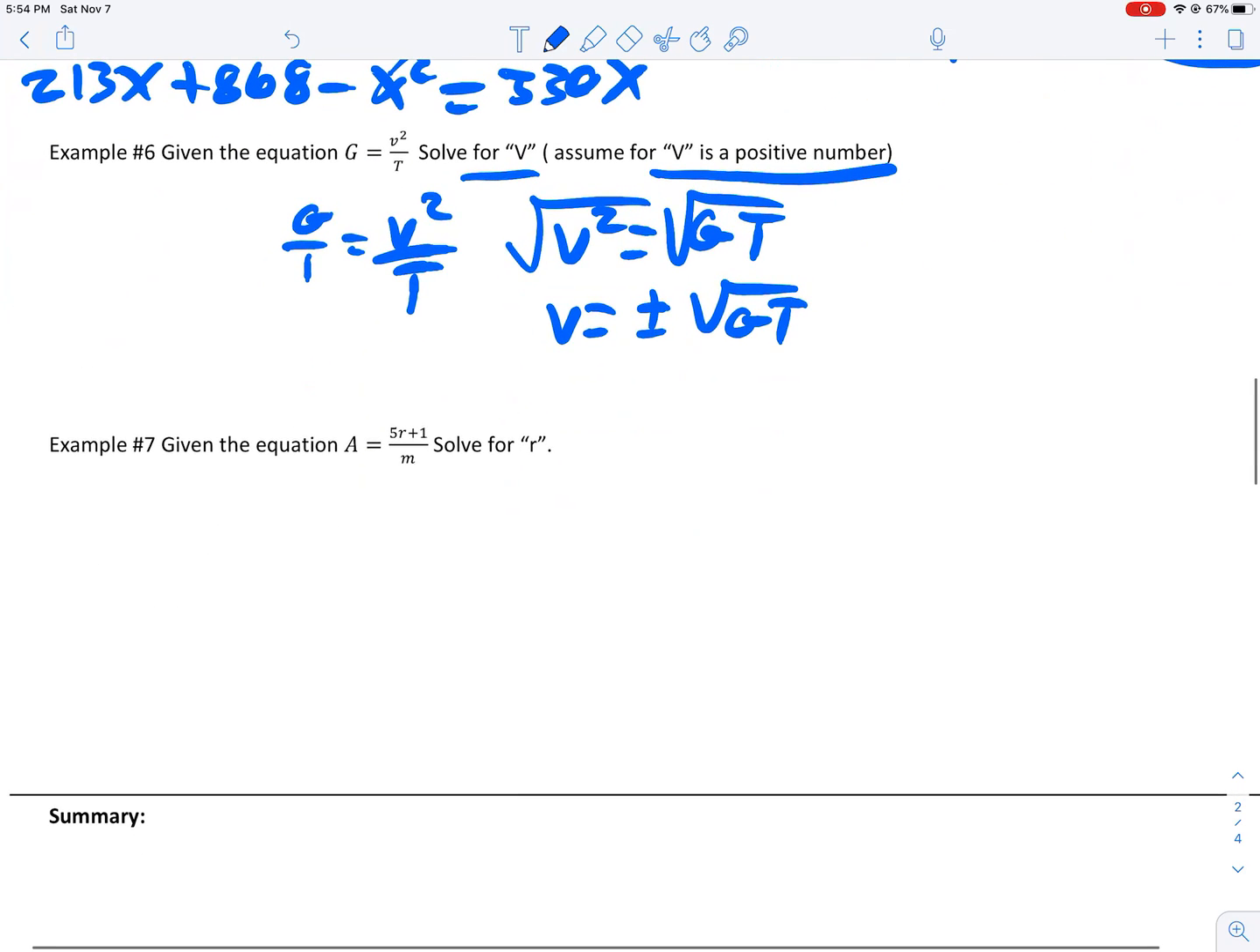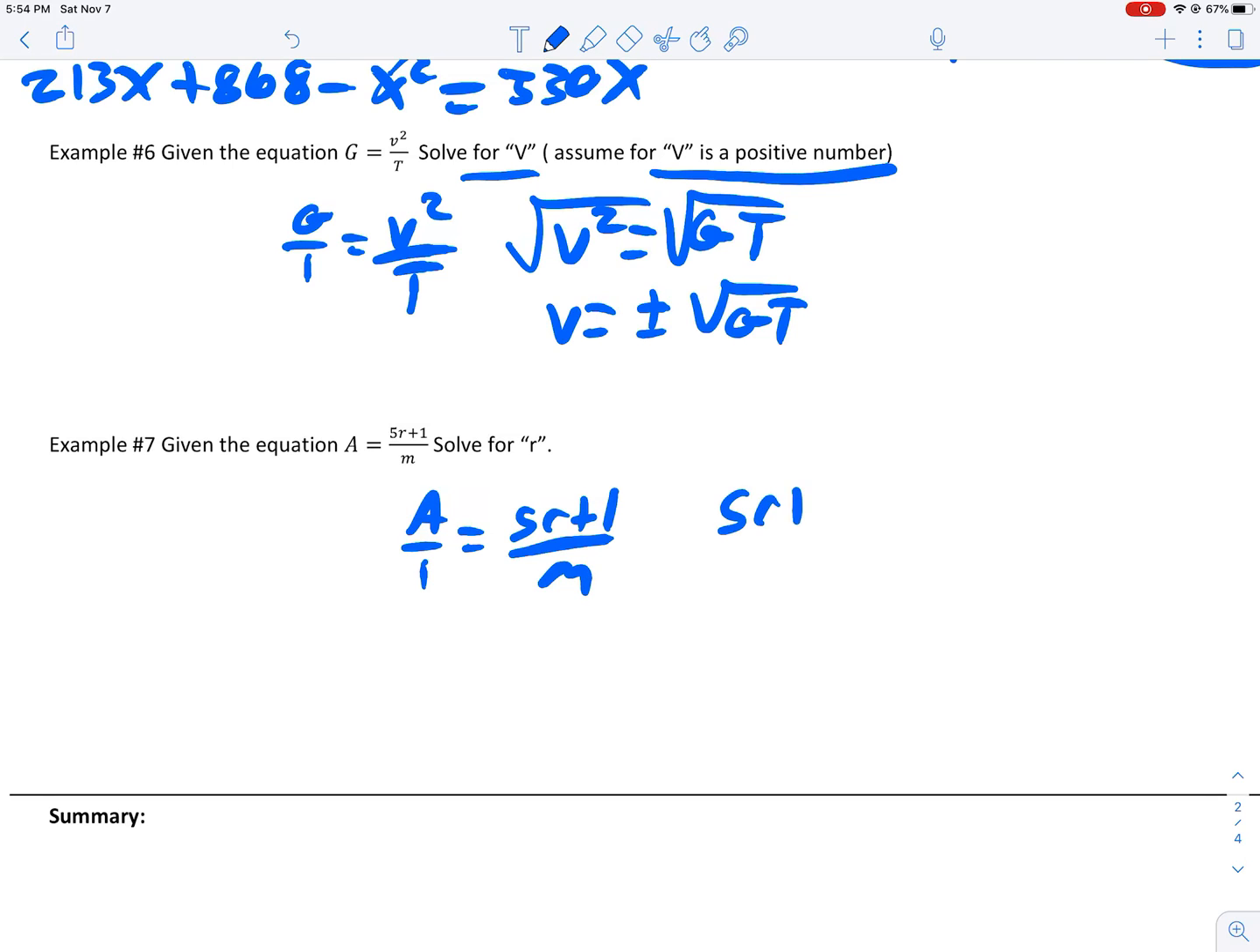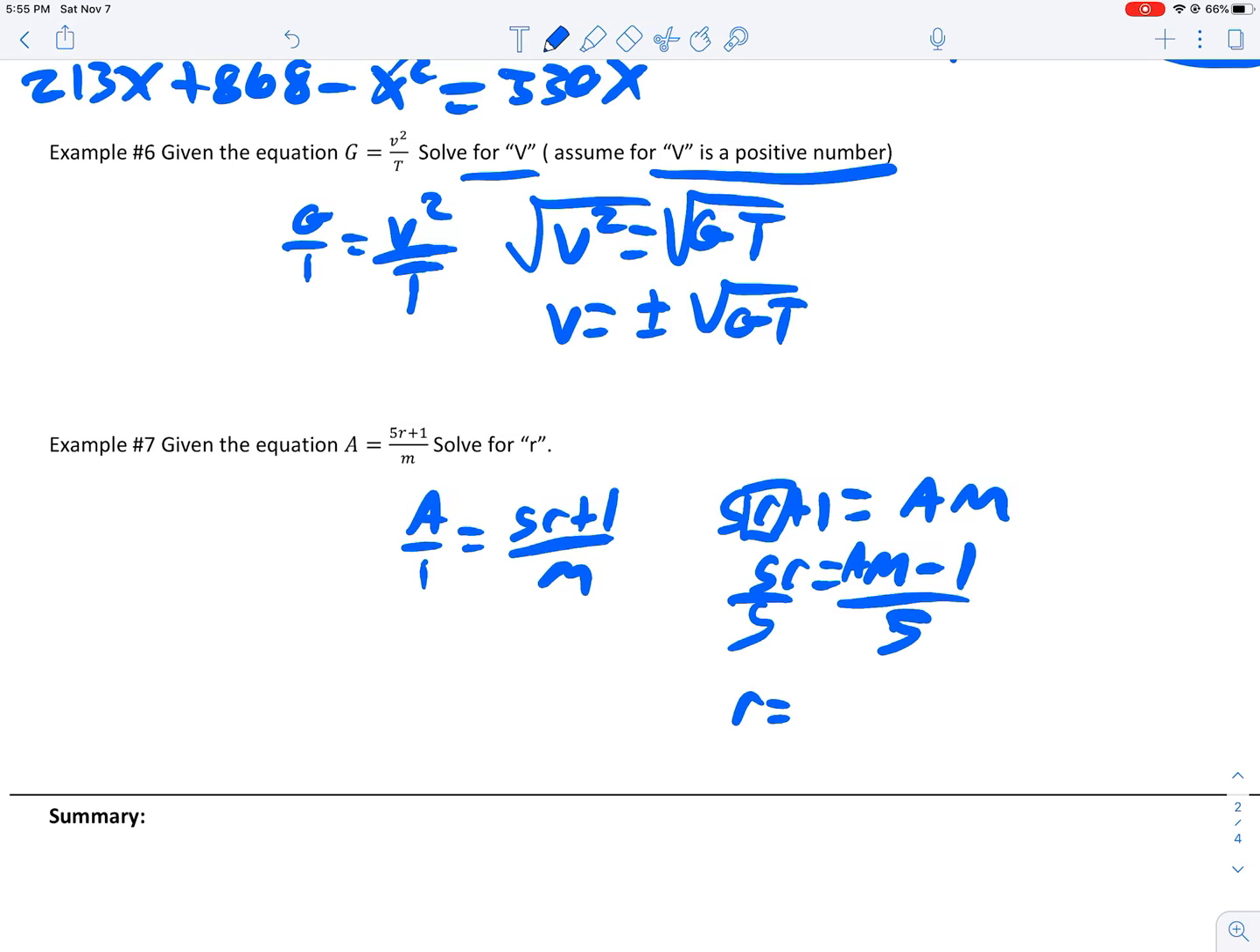If you look at example 7, we're going to solve for r. So we have a over 1 equals 5r plus 1 over m. Same idea, cross multiply. So 5r plus 1 equals am. So now I want to get r by itself. So I'm going to subtract 1. So am minus 1. Then I'm going to divide by 5. So r equals am minus 1 over 5. And there you go.